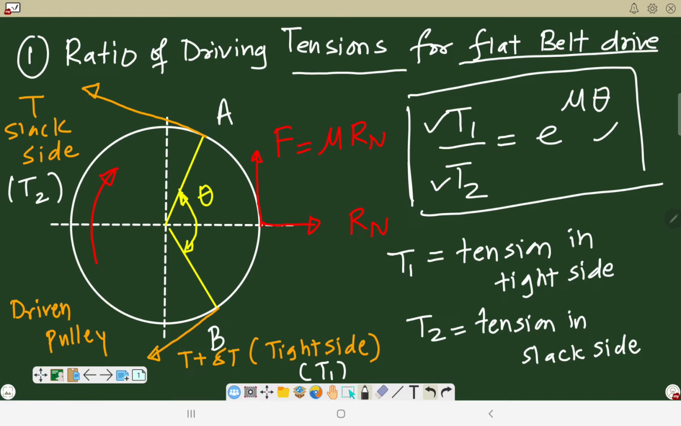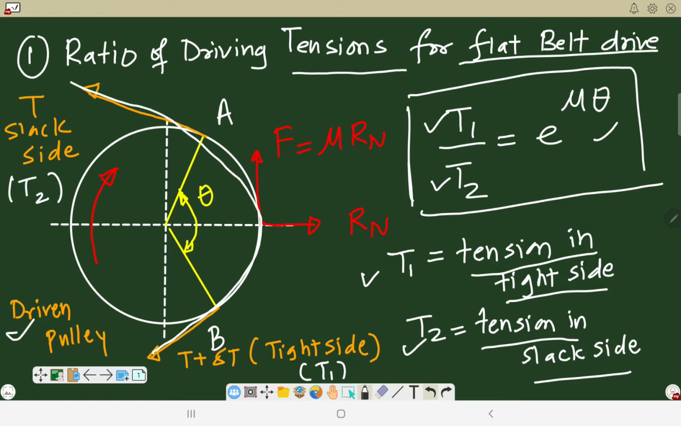In this formula you will see that T1 is called as a tension in the tight side of the belt and T2 is the tension in the slack side of the belt. In the last lecture we have seen what is meant by tight side and what is meant by slack side of the belt. This is a driven pulley in front of you, that is drawn. This is a picture of the driven pulley, and in this picture you will see that a belt is there. This is the belt mounted on this driven pulley.